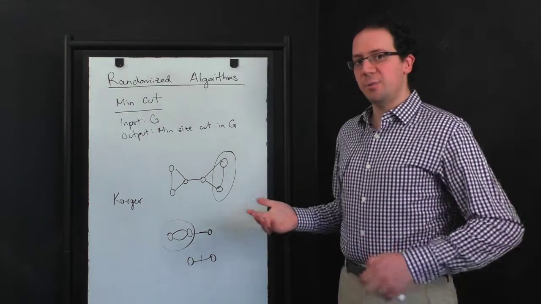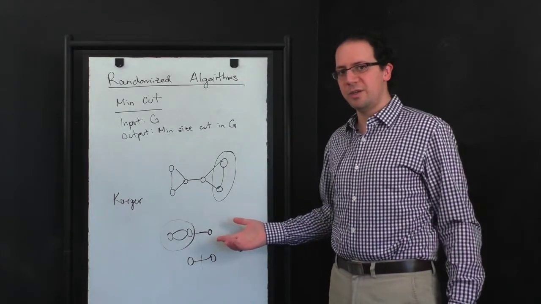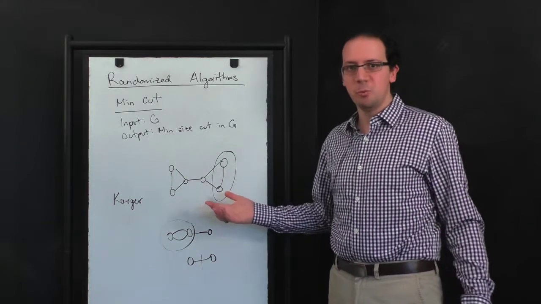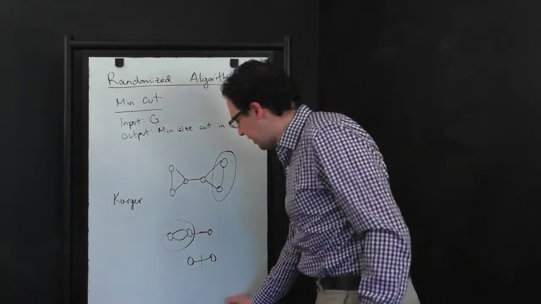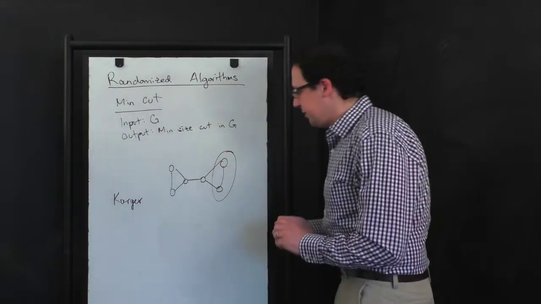Okay, but it's a randomized algorithm. So, in this case, I just so happened to pick a sequence of merges where we ended up with just a single edge to cut. And obviously 1 has to be the minimum unless your graph was disconnected to begin with. But it could have gone differently, right?